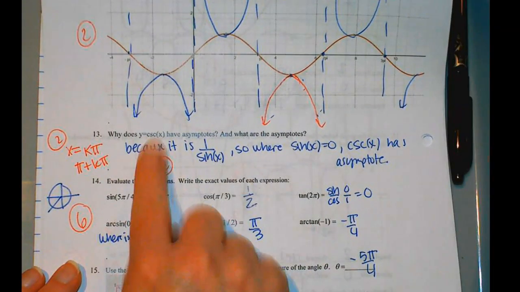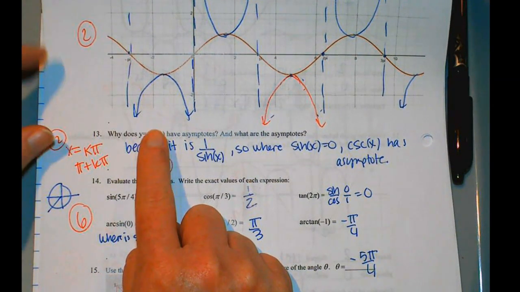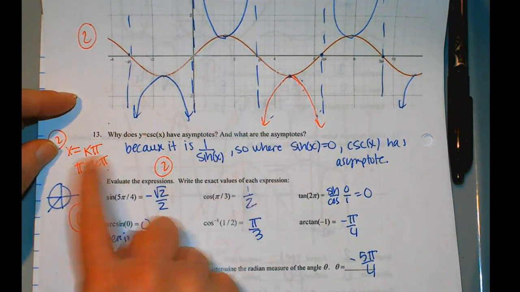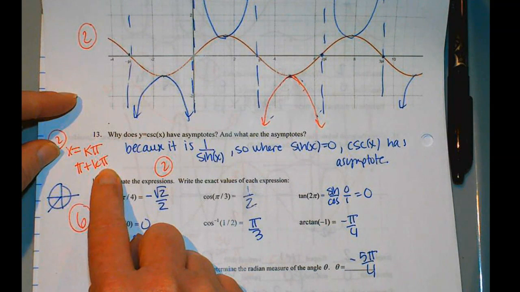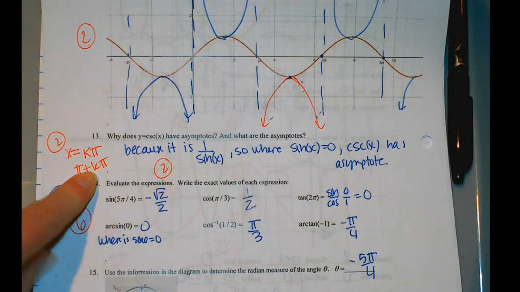13. Why does cosecant... Ooh, hint for 12. That's what the function is. That was on purpose. Why does it have asymptotes, and what are they? So we're looking for k pi, or pi plus k pi, or 0. Some of you even wrote pi, 2 pi, 3 pi, and I'm pretty sure I gave you credit for that, even though I was looking for the k pi stuff.